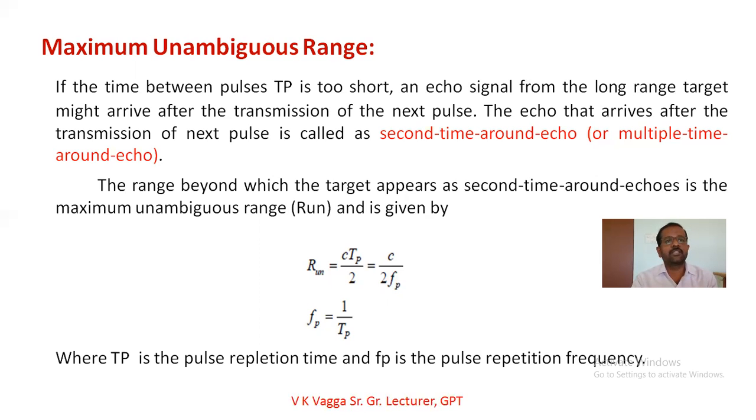If it occurs in this way, it is called the unambiguous range, and it is given by the formula R UN is equal to C TP divided by 2, or also given by C divided by 2 FP. Here TP is the pulse repetition time, and FP is the pulse repetition frequency.